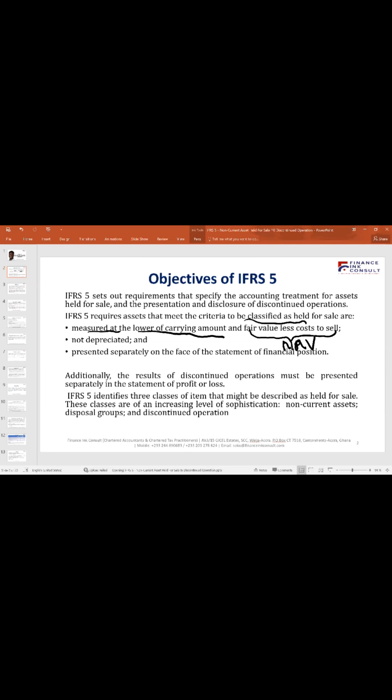So it's basically like IAS 2, lower of what? Cost and net realizable value. So this is also lower of what? Carrying amount and what? Fair value less cost to sell. Carrying amount and net realizable value.